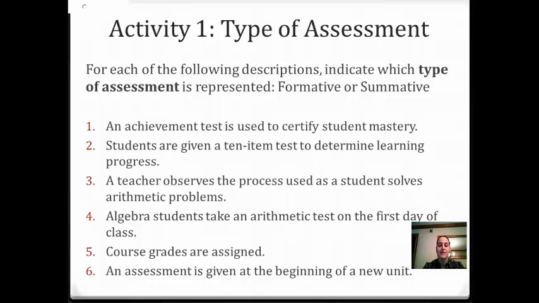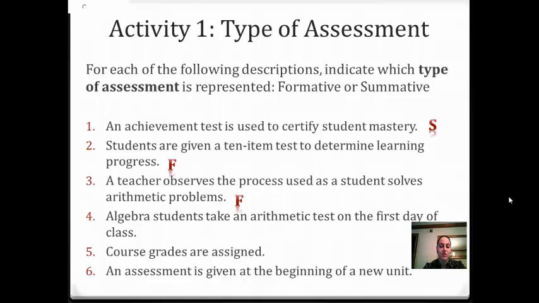Okay, so number 1, an achievement test is used to certify student mastery. This would be summative because the key word here is mastery, right? It's being used to figure out what the student knows up until now. Number 2, students are given a 10-item test to determine learning progress. That's formative, because here we have the keyword learning progress. It's a formative assessment because it's informing the teacher where the student is at this point. Number 3, a teacher observes the process used as a student solves arithmetic problems. Formative, again, because it's all about the process being used at that particular moment.